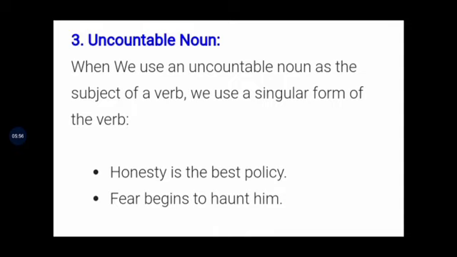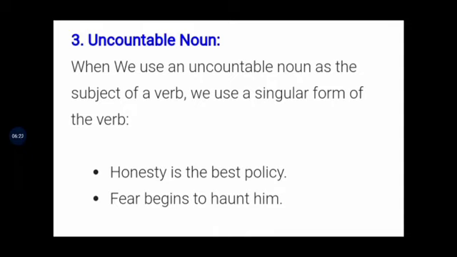Let's move towards rule number three, uncountable noun. When we use an uncountable noun as the subject of a verb, we use the singular form of the verb. When the subject of a sentence is an uncountable noun, at that time we use the singular form of the verb. Honesty. Can we count honesty? One honesty, two honesty?